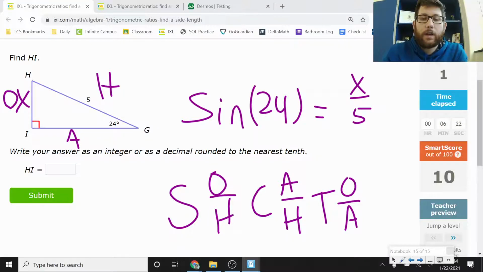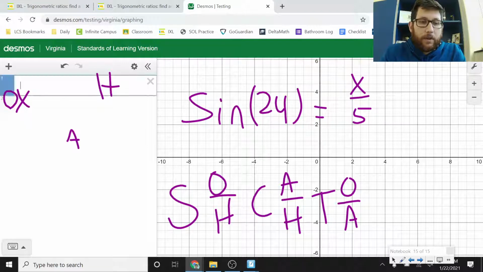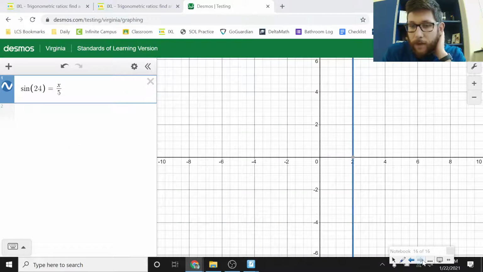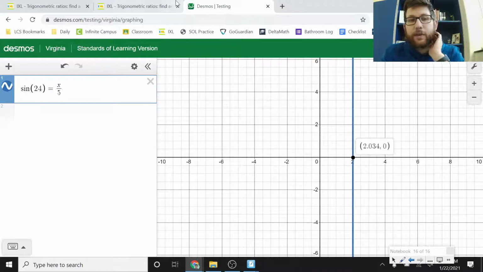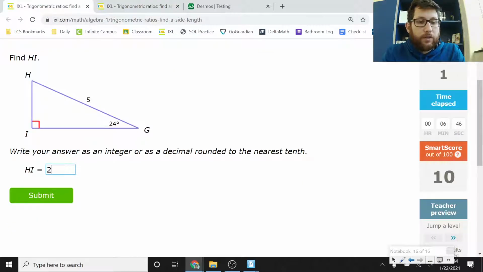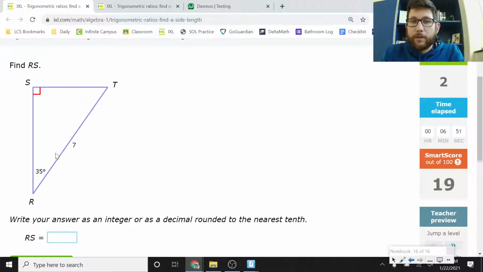All right, then I'm just going to take that and put that into Desmos. So we'll clear that out. I'm going to do sine of 24 is equal to X over 5. I take a look, that gets me 2.034, round to the nearest tenth. That's actually just going to be 2. And there we go. All right, so that's going to be solving for sides. We'll look at solving for angles in a different video.